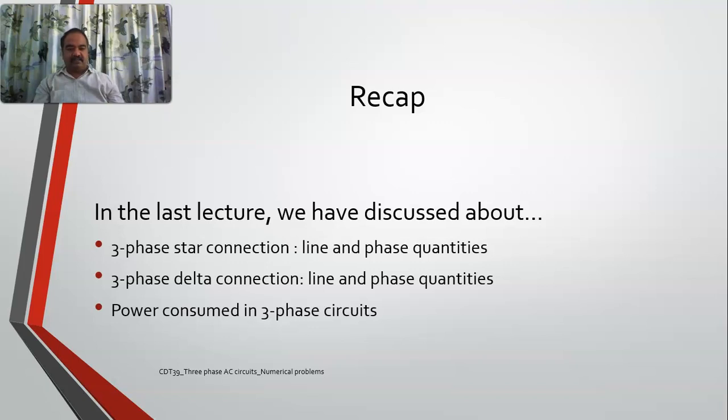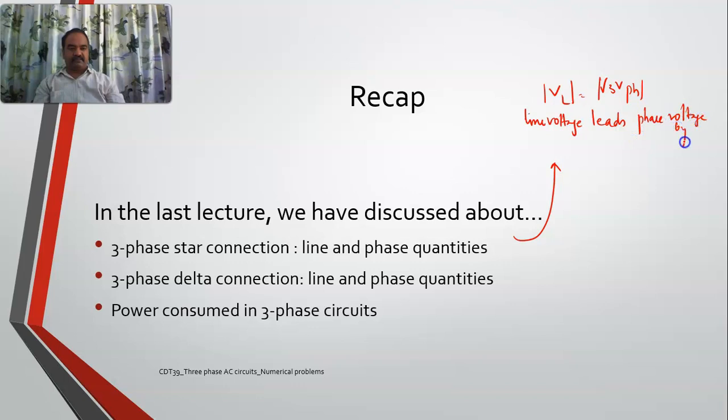We have seen that in three-phase star connection, the magnitude of line voltage is √3 times that of phase voltage, whereas line voltage leads phase voltage by 30 degrees. Whereas IL is equal to I phase from the magnitude point of view, and both have the same phase angle.